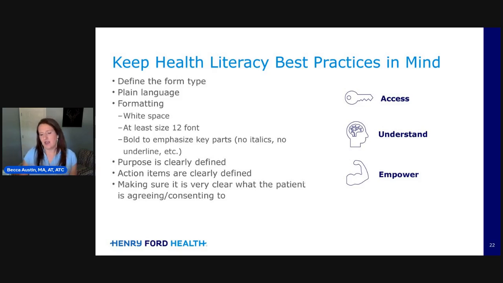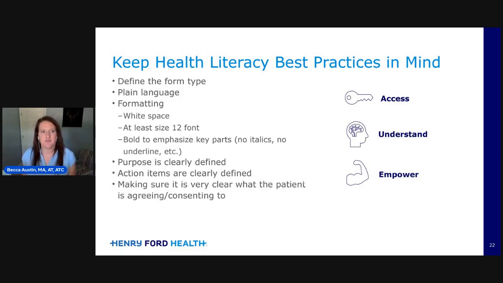And again, nothing new on this slide, but as you're doing that process review, keep those health literacy best practices in mind, which I think you all have identified even within the chat about how do we make these easier to understand, simplify, etc. And so these aren't surprising, they're not new, and just keep them in mind as you do that process review within your organization. And ultimately remembering we're trying to make this so our patients can access and understand, so we ultimately empower them.